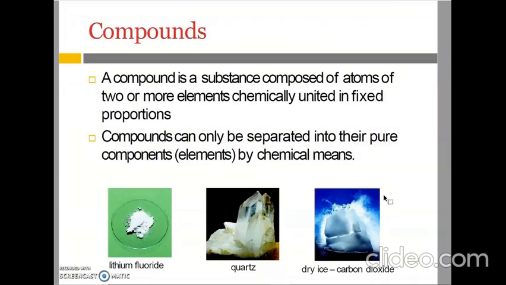Next, compounds. A compound is a substance composed of atoms of 2 or more elements chemically united in a fixed proportion. Compounds can only be separated into their pure components or elements by chemical means. Examples here are lithium fluoride, quartz, and dry ice. These are compounds because they are chemically united in a fixed proportion.